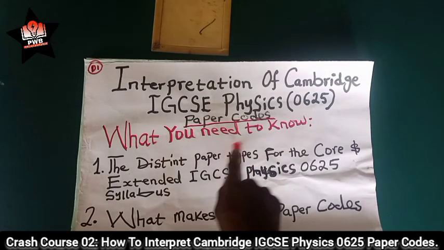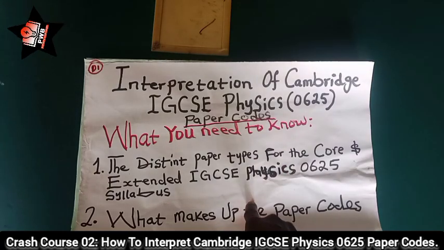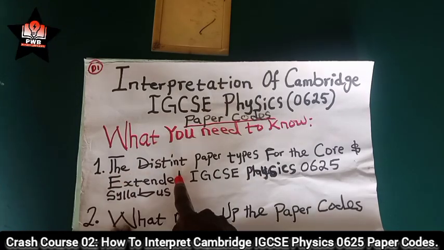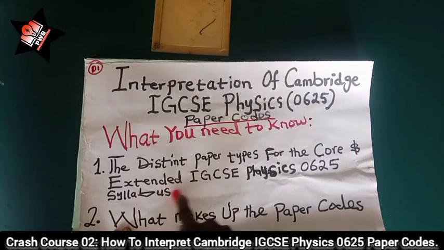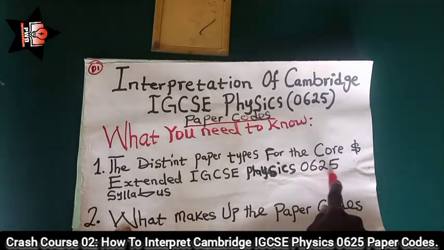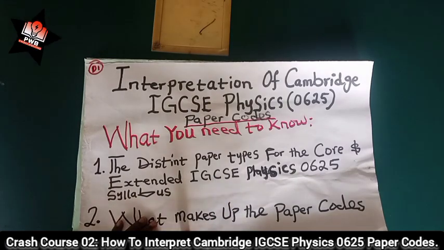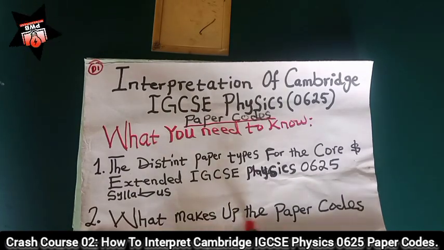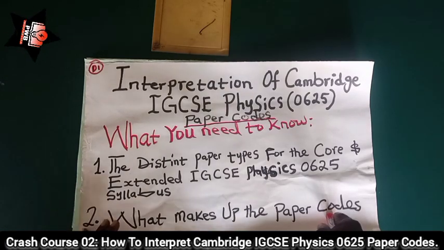So what do you need to know? There are 2 things that you need to know before you can have a mastery knowledge of the paper code. Number one, the distinct paper types for the core and the extended IGCSE Physics 0625 syllabus. Number two, what makes up the paper codes?